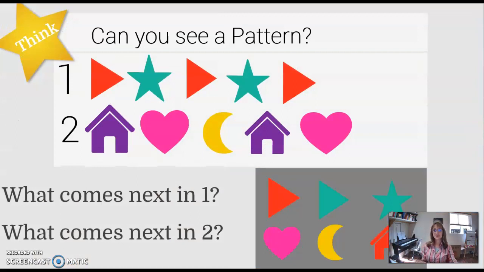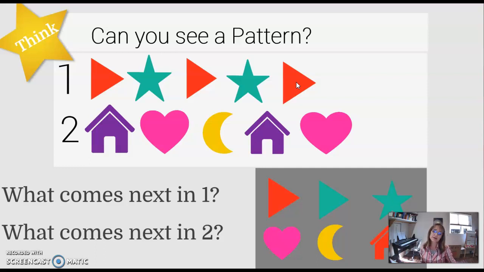What do you see here? We've got 2 rows. We've got row 1. We've got a red triangle, a green star, red triangle, green star, red triangle. What do you think comes next in row 1? If you said green star, you are correct.